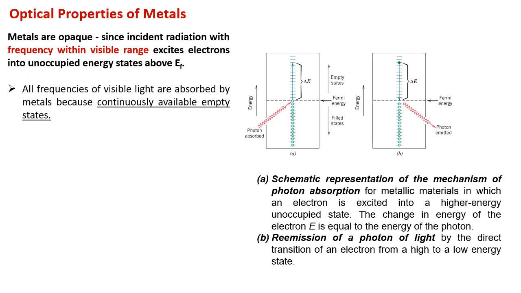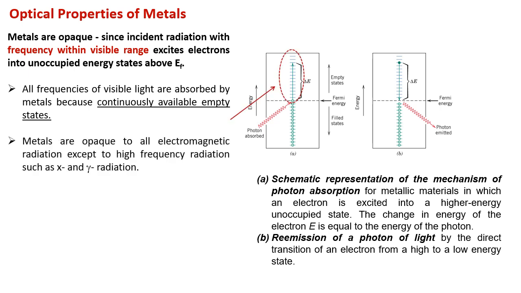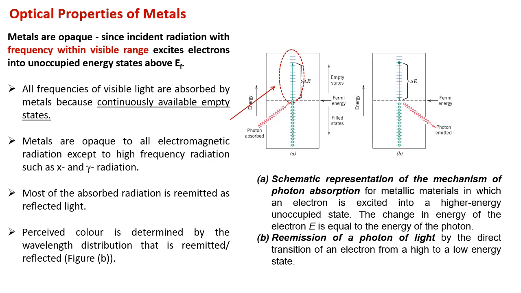So we move to the next subtopic, which is the optical properties of metals. Metals are opaque since incident radiation with frequency within the visible range excites electrons into unoccupied energy states above the Fermi level. All frequencies of visible light are absorbed by metals because of continuously available empty states. Metals are opaque to all electromagnetic radiation except high frequency radiation such as X and gamma rays. Most of the absorbed radiation is re-emitted as reflected light, where the perceived color is determined by the wavelength distribution that is re-emitted or reflected.